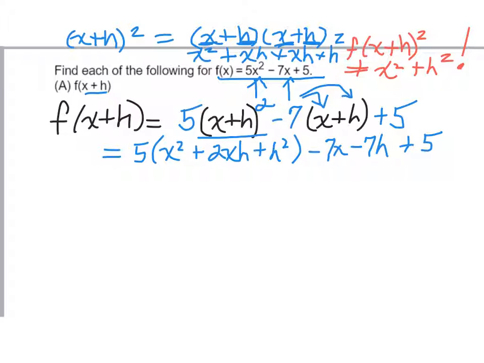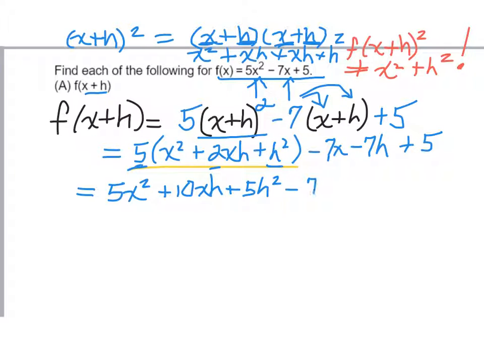Now we still have to distribute the 5 through the trinomial x squared plus 2xh plus h squared. So our next step is 5 times x squared is 5x squared plus 5 times 2 is 10xh plus 5 times h squared is 5h squared minus 7x minus 7h plus 5. And this is the quantity f of x plus h.